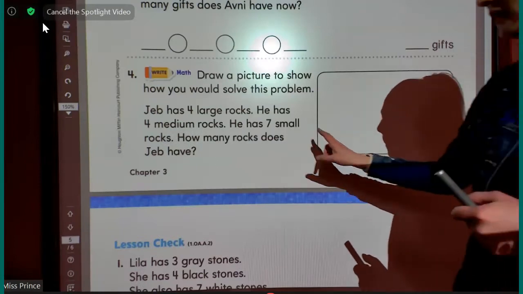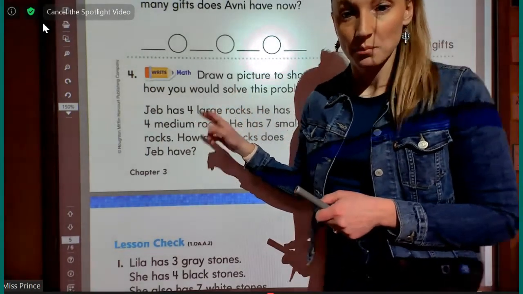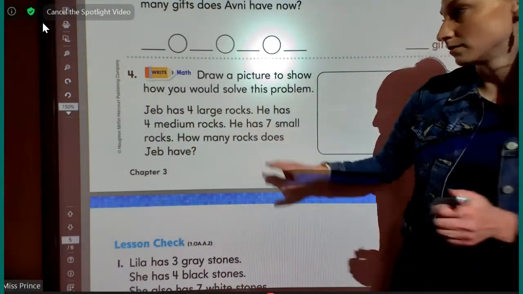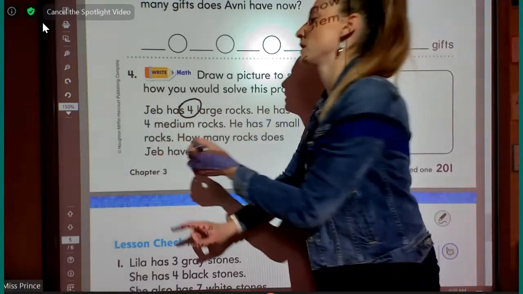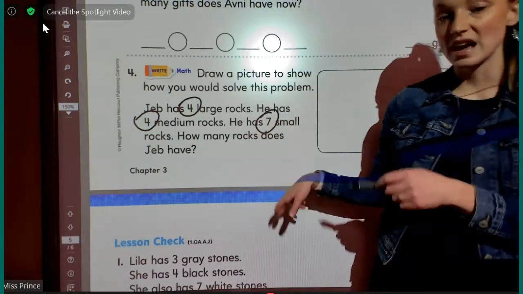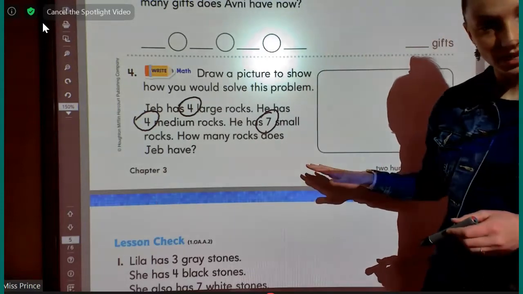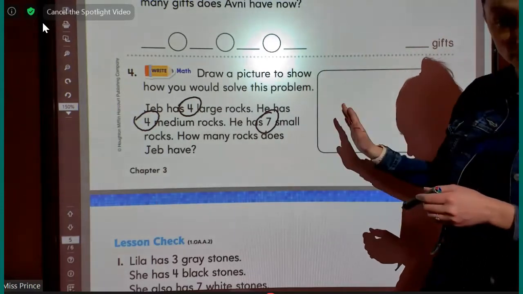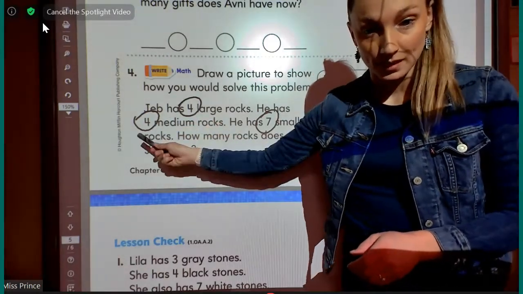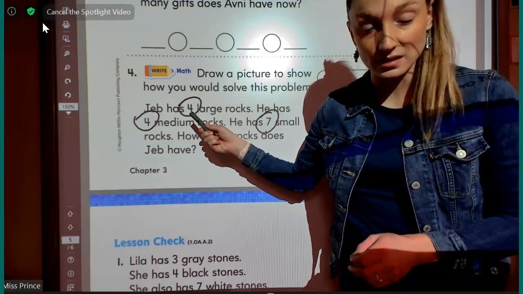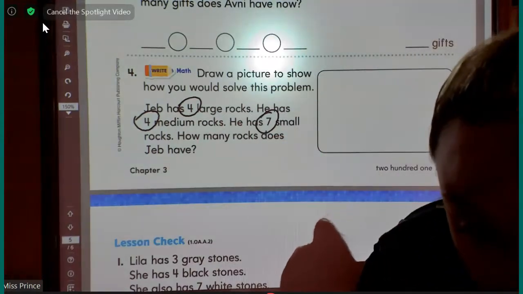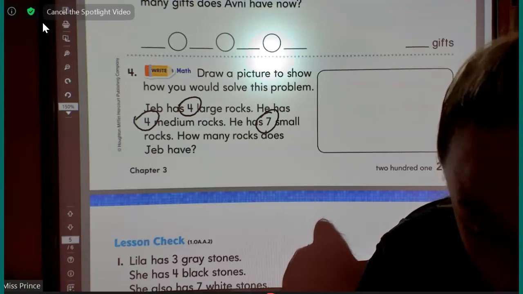This one down here, it asks you to draw a picture, but you guys are able to do that. It says Jeb has 4 large rocks. He has 4 medium rocks. He has 7 small rocks. How many rocks does he have? You're going to write your addition sentence, draw a picture to help you, and then you can solve that problem. I notice here there's a double. I could put 4 plus 4 together to make 8, and then I would add 8 plus 7. Easy peasy.